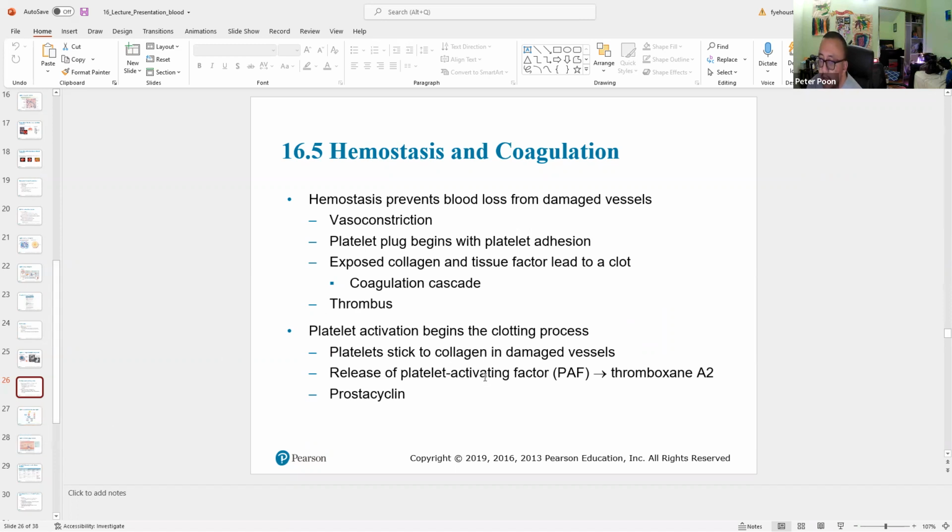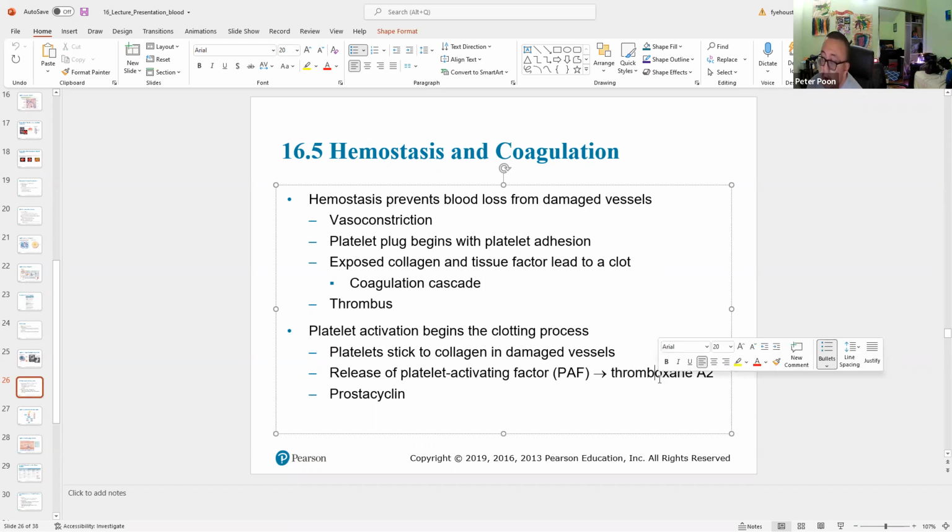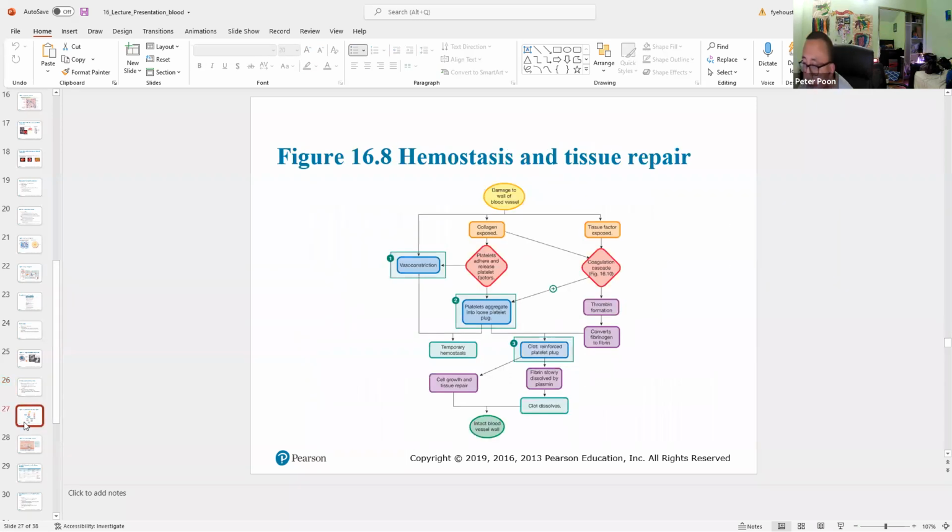So platelet activation begins the clotting process. The platelets stick to collagen in damaged vessels, and they also respond to hemoglobin factor in damaged vessels, and that causes release of platelet activating factor, thromboxane A2, and lastly prostacyclin, and you'll see what those do.